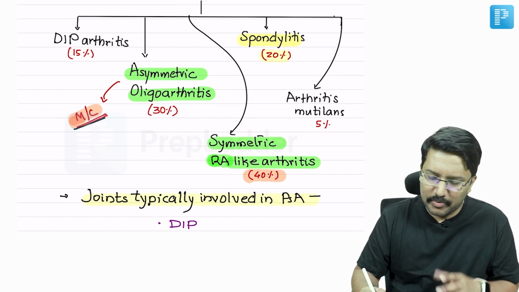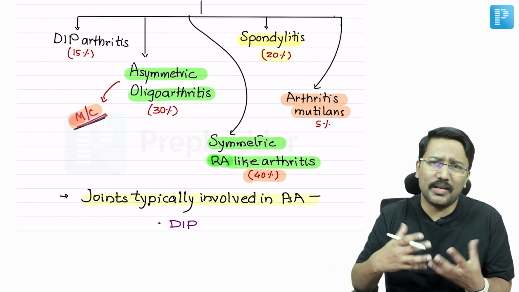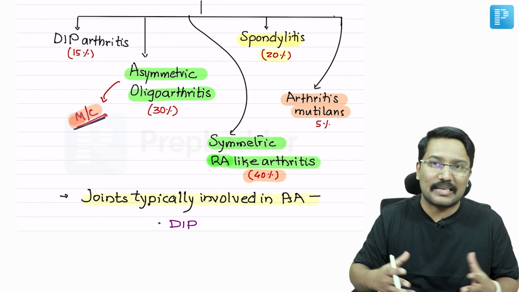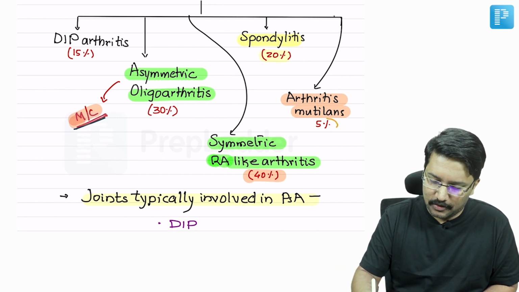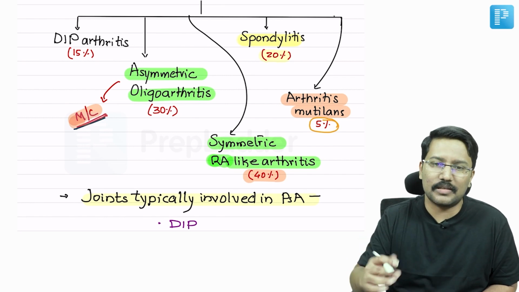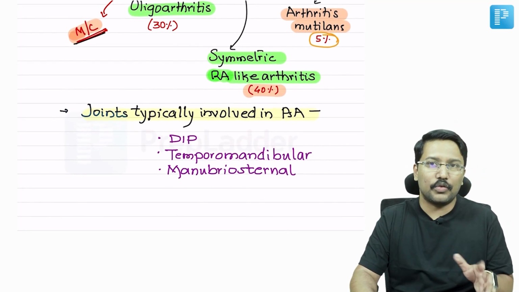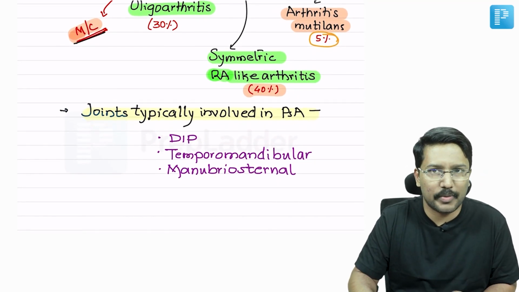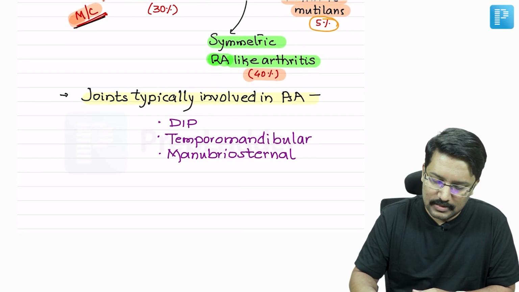The last one, probably the rarest one, is arthritis mutilans. What happens in mutilans? There are mutilating joint changes, right? So more aggressive joint disease, which is quite rare, seen in around 5% of the patients. Okay, so these are the 5 distinct types. Before we move on to discuss the radiological features and the extra articular manifestations, I want you to remember these 3 points. What is that?